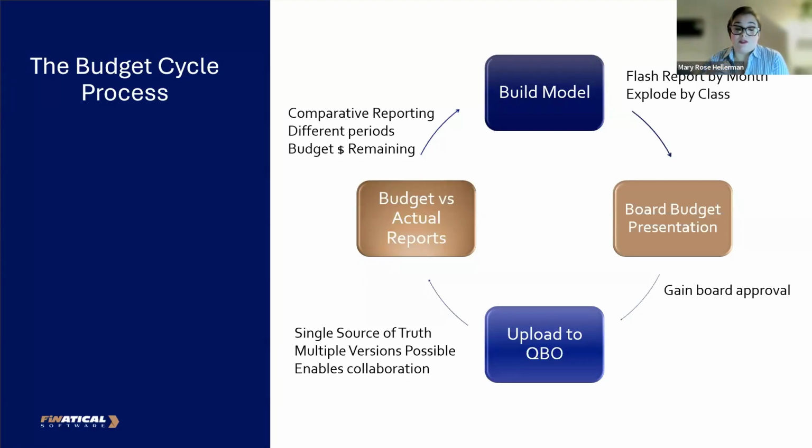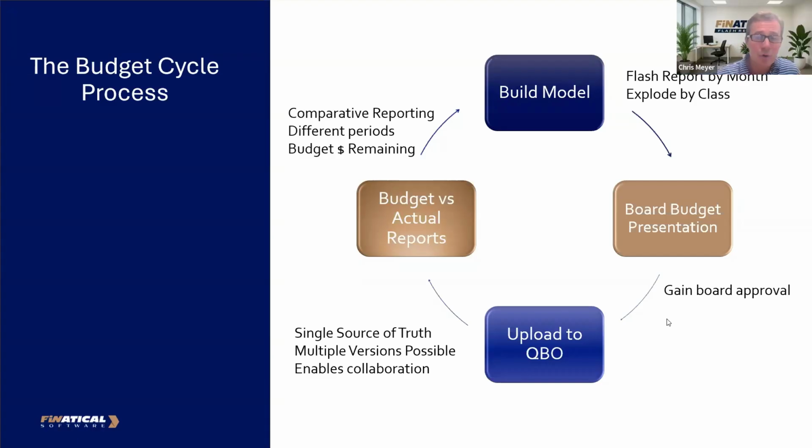Then once you have it in QuickBooks, you can run budget versus actual reports. You can run those every month. You can run your comparatives, year over year, month over month. And then you can also see how many dollars of your budget are remaining. So especially if you've done a grant-specific budget, it's very helpful to be able to see how many dollars are left in your budget. What have you not charged to the grant yet? Or what dollars do you need to work on spending?